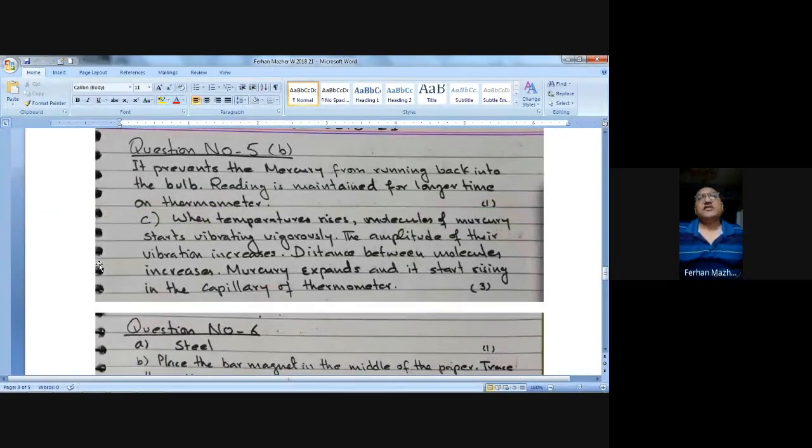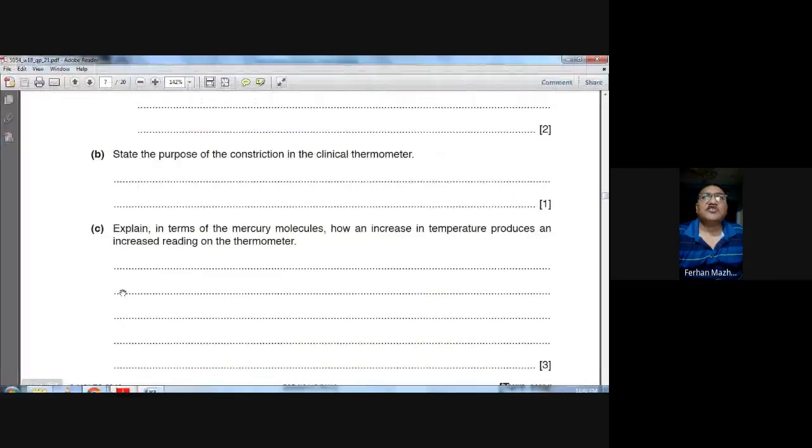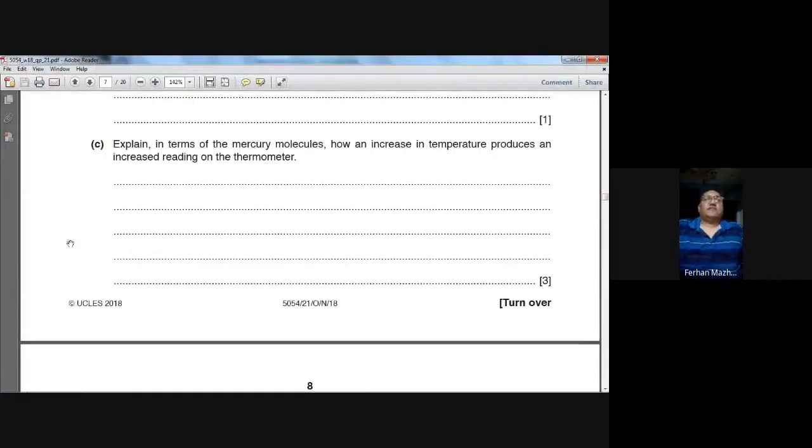It prevents the mercury from running back into the bulb. Reading is maintained for longer time on thermometer. That was the B part. Question number 5, C part, is on your screen. Explain in terms of mercury molecules how an increase in temperature produces an increased reading on the thermometer.